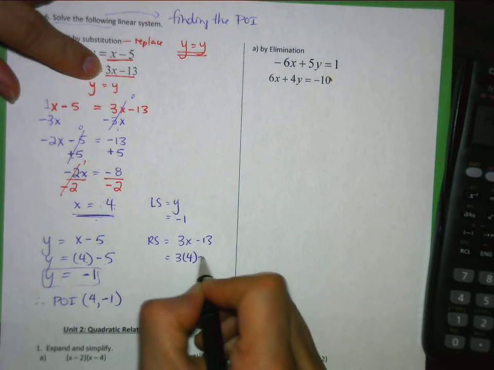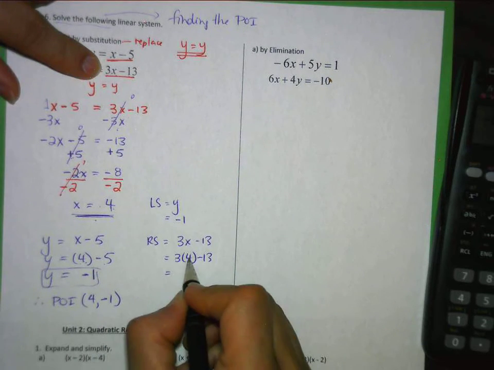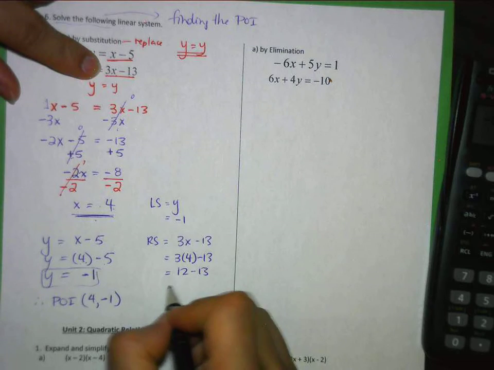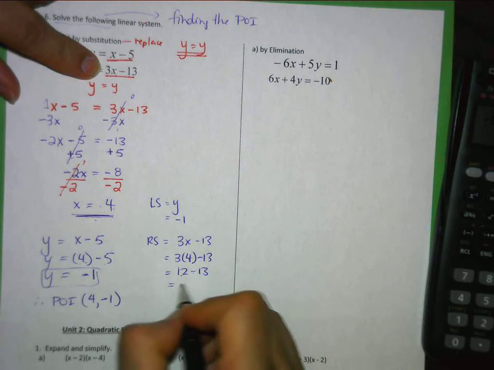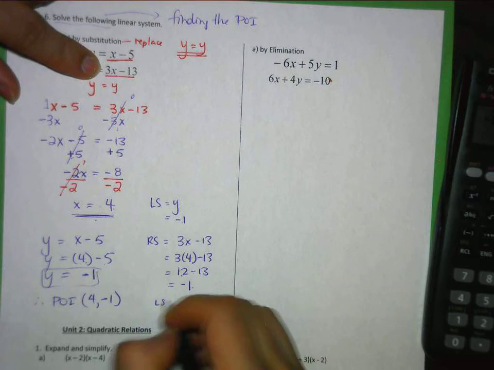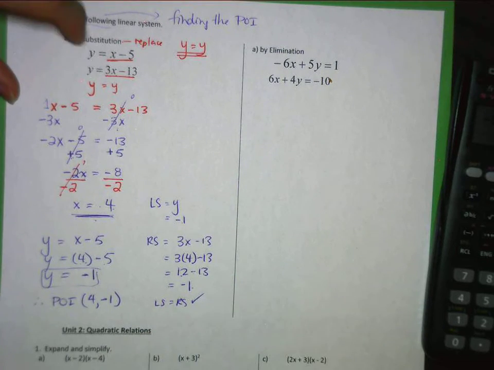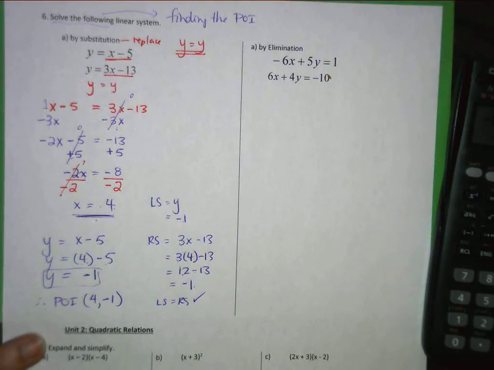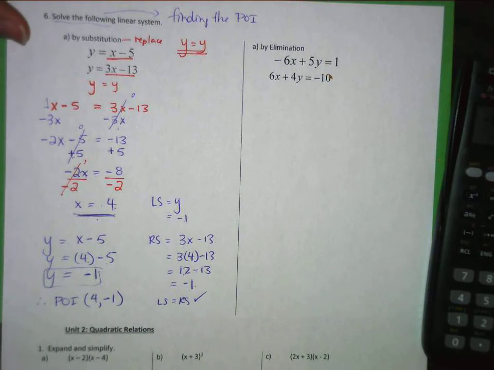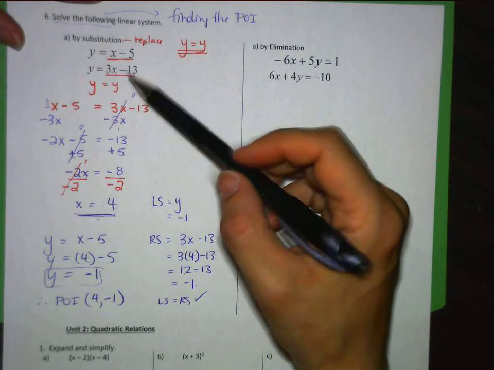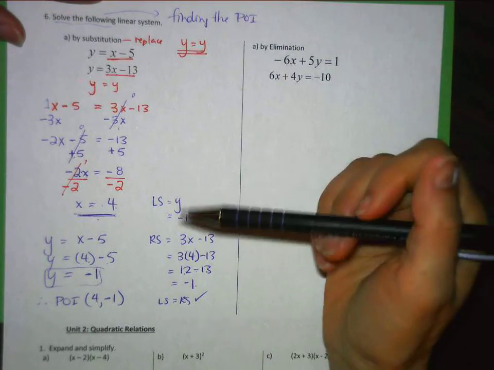That's 4 minus 13. 3 times 4 is 12. Write down the minus 13. 12 minus 13 is negative 1. See, left side is negative 1, right side is negative 1. That's how I knew I got the right answer. So if you're in the exam, then you know you got it perfectly done. Now, that's substitution. I'm replacing a letter with an expression.